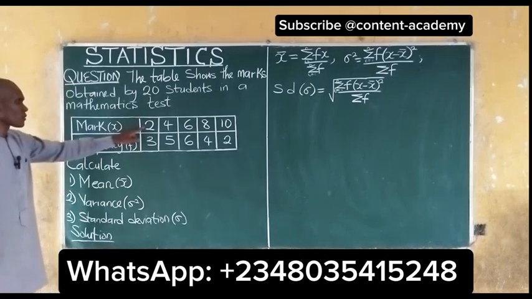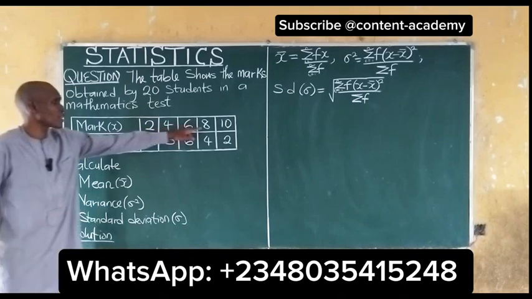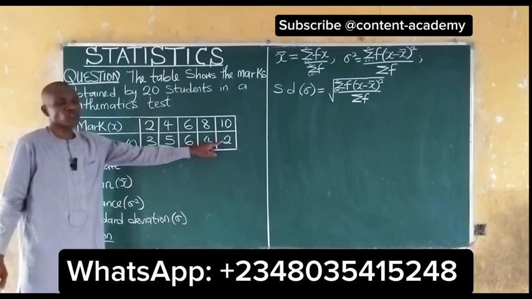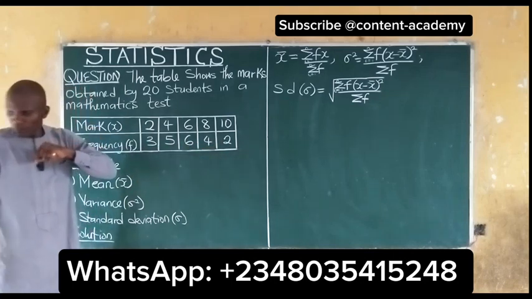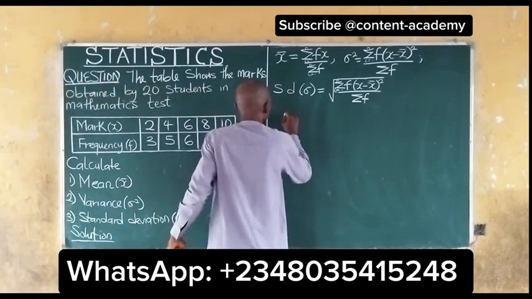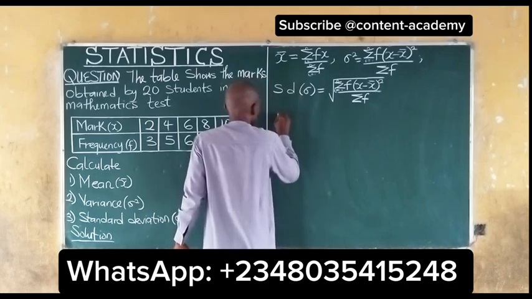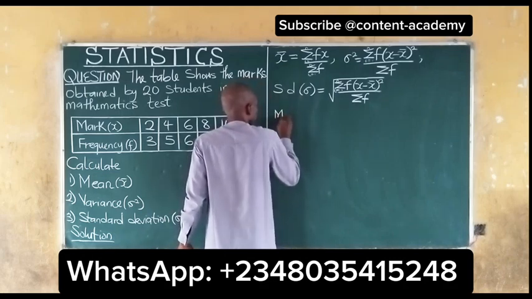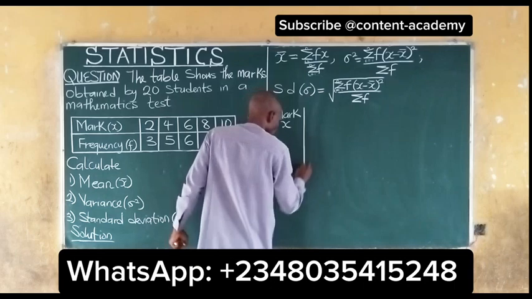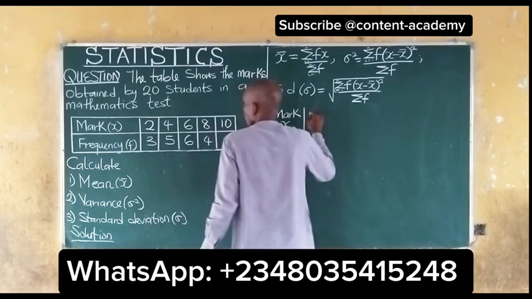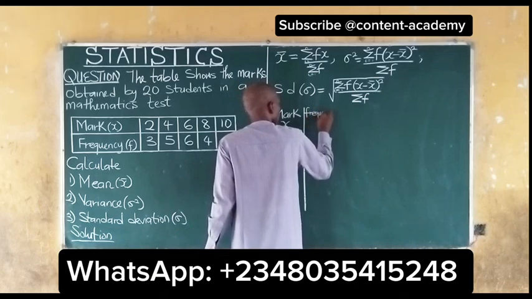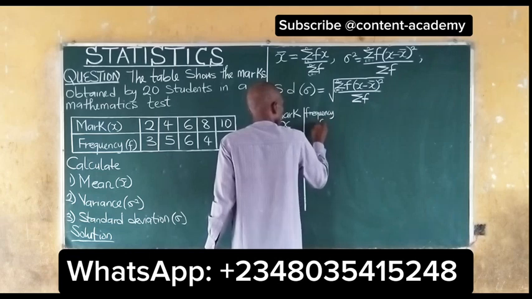Now we have our marks given as 2, 4, 6, 8, 10, and we have the frequencies to be 3, 5, 6, 4, 2. The first thing for us to do is to map out our table. So we write the table. We map out the mark, which is x, and the frequency, which is f.